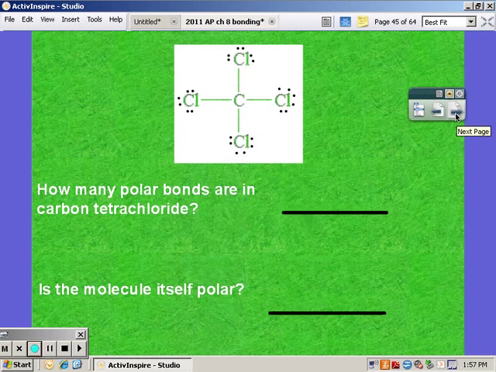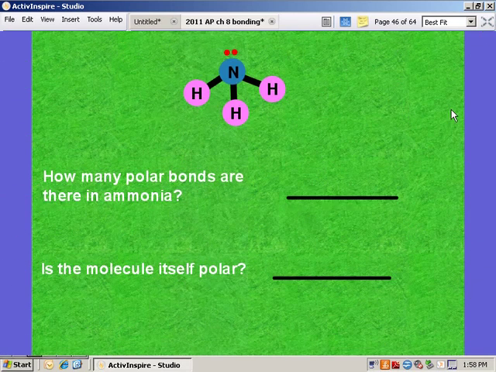So looking at CCl4, go ahead and answer these two questions. Restart when you have them. If you look at the electronegativity chart, the carbon-chlorine bond is polar, so we have 4 polar bonds. But the molecule is not polar because you have the same atom all the way around with no lone pairs.